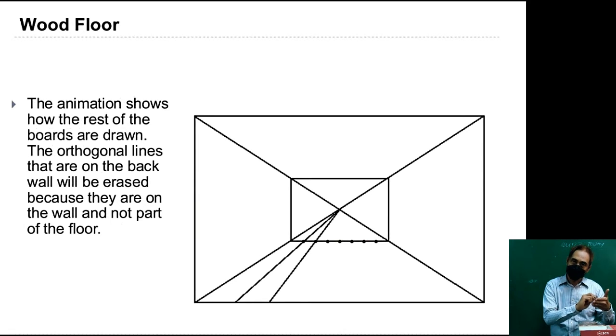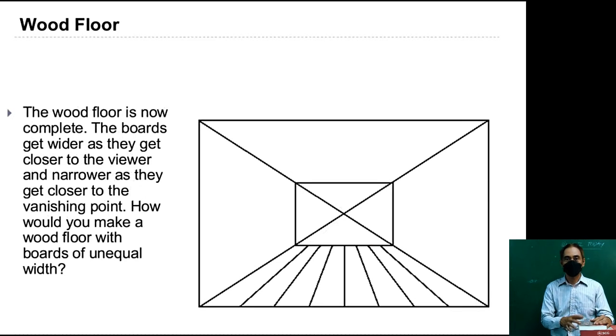The animation shows how the rest of the boards are drawn. The wood floor is now complete. Now we need horizontal lines.